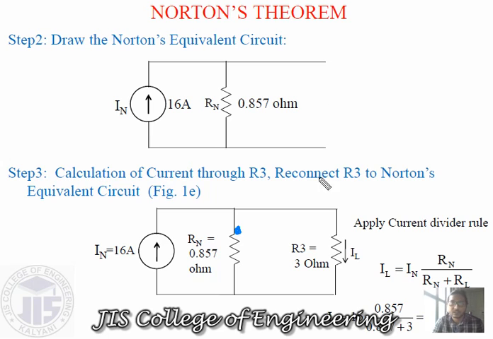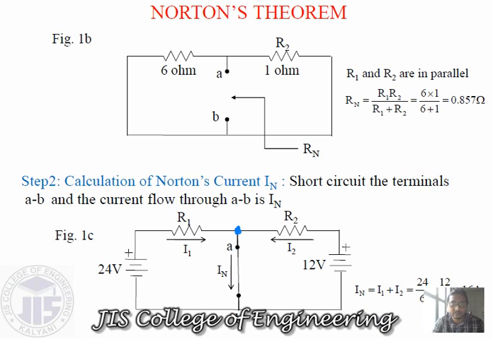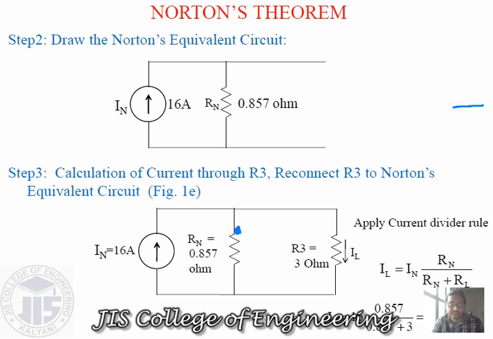Now this Norton current value, by the formula we are using, we got in the previous calculation, and as well we got the Norton resistance calculation. This Norton resistance we have already calculated on our last page. Rn was 6 ohm and 1 ohm in parallel, and by that we get Rn as 0.857 ohm, and over here we get the IN as 16 ampere.